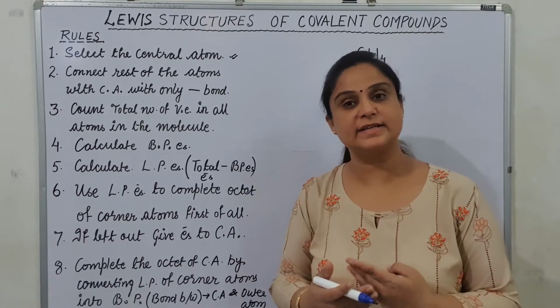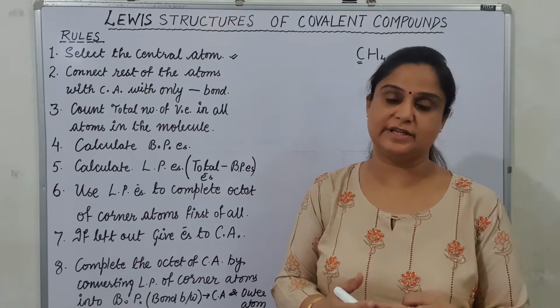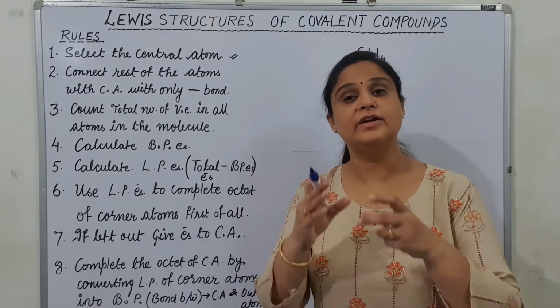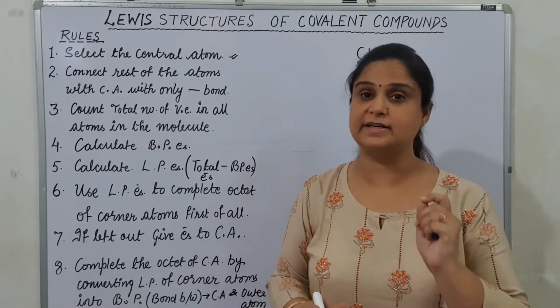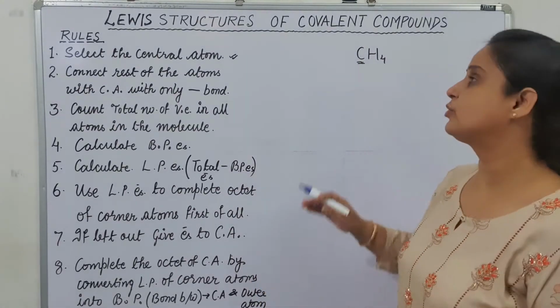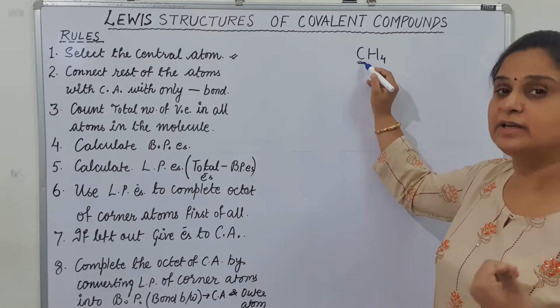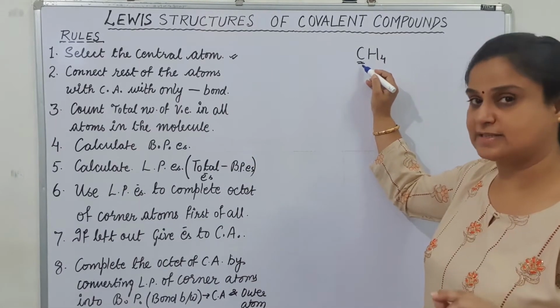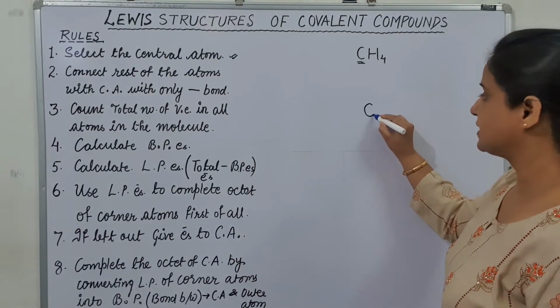Another way to select the central atom is the atom which has the least electronegativity. So out of all the atoms, whatsoever has the least electronegativity will be selected as the central atom. But here we don't have to go for the electronegativity because we can see there is one atom of carbon. So I will take the carbon as the central atom. So I have selected the central atom. So this is the central atom.